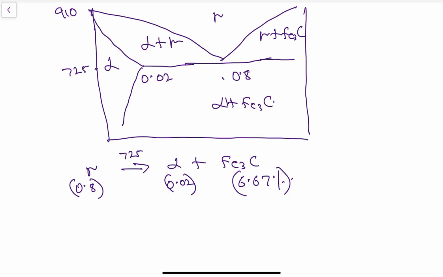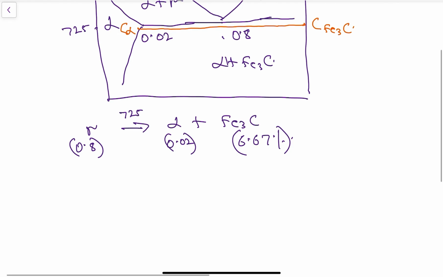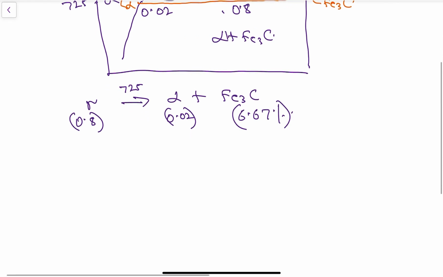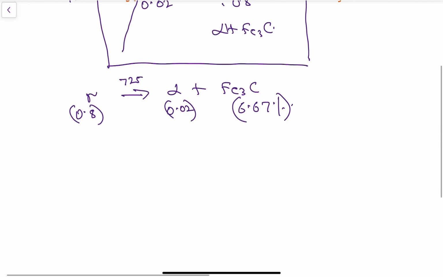This is done by drawing a tie line just below this. This tie line intersection here will give you the composition of Fe3C, and this intersection will give you C alpha, or the composition of alpha. In that way you can find the composition of alpha and cementite. So we have discussed this for a particular composition, that is C0 equal to 0.8 percentage.